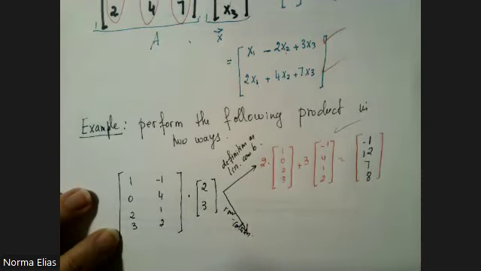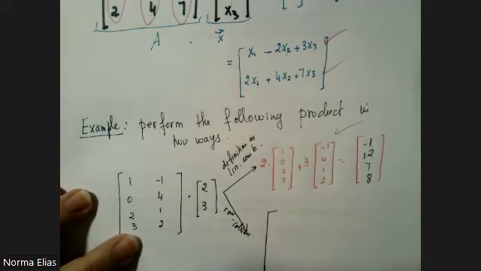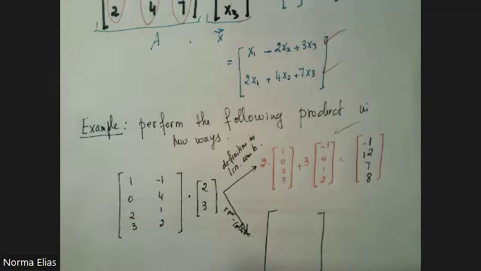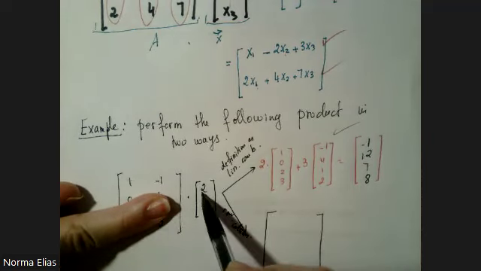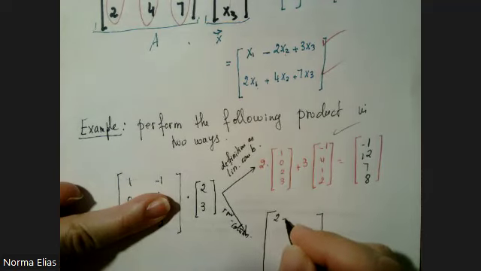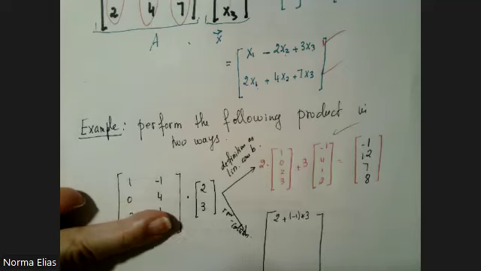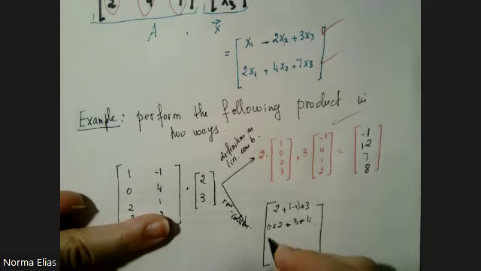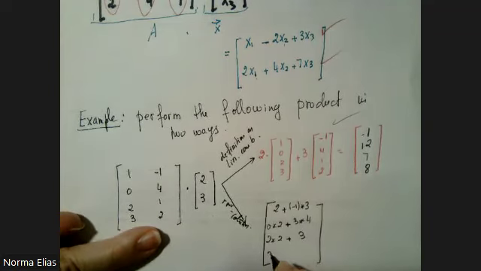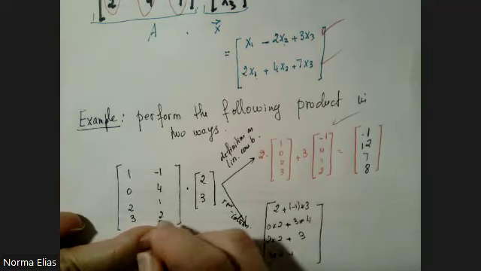Now the row column. How does the row column work? All right, we start with the first row. Row column: 1 times 2 plus minus 1 times 3. I'm just doing it the slow way. Then I move to 0 times 2 plus 3 times 4. That's the row column. Then I move down: 2 times 2 plus 3. And finally, 3 times 2 plus 3 times 2.